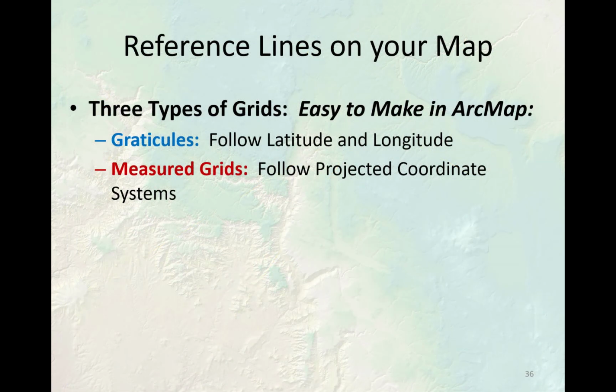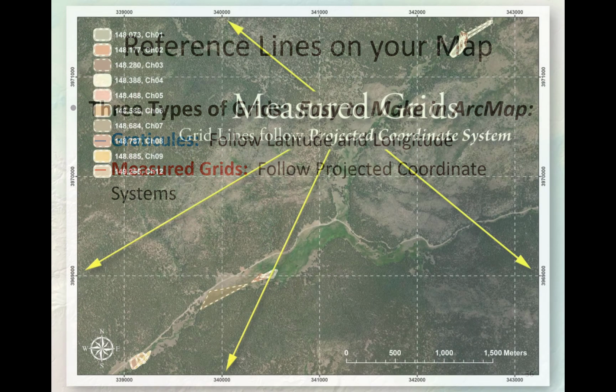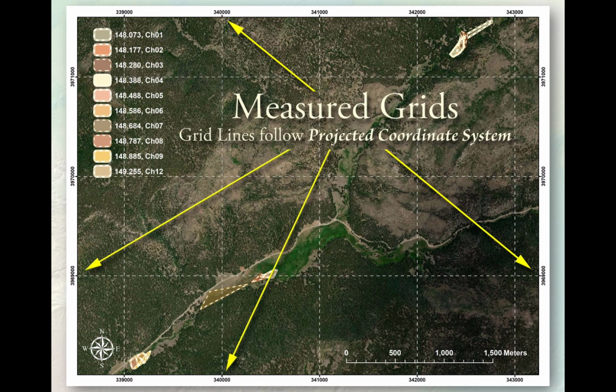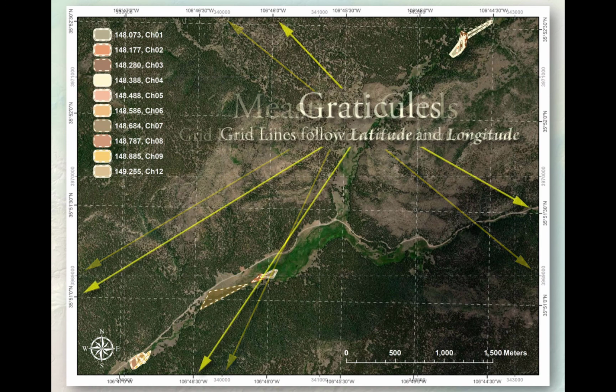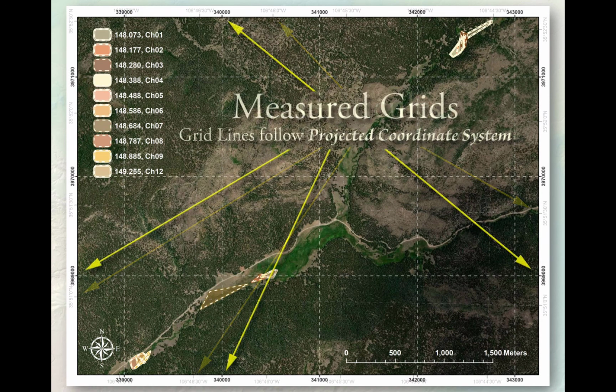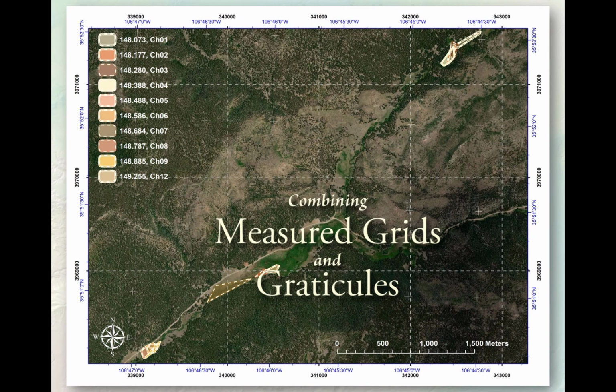You also have measured grids, which are exactly the same as graticules, except they follow projected coordinate systems. So here's an example of measured grids on that same area. In this case, we're looking at UTM coordinates. So understand the difference between graticules and measured grids. Graticules follow lat long lines. Measured grids follow projected coordinates. Otherwise, they're exactly the same. Often we actually put both of them on a map. The USGS topo maps are famous for this. They have lat long lines as well as UTM grids all on the same map. There's no reason not to.